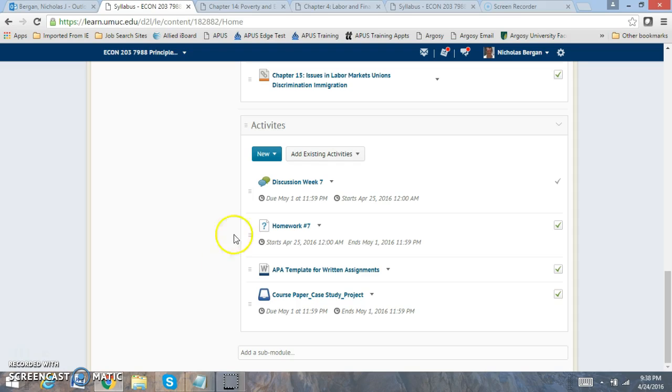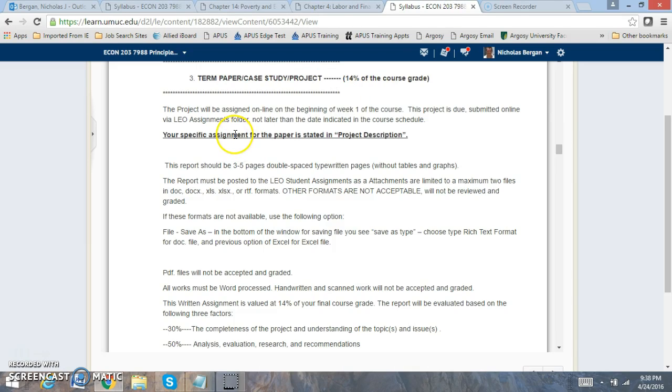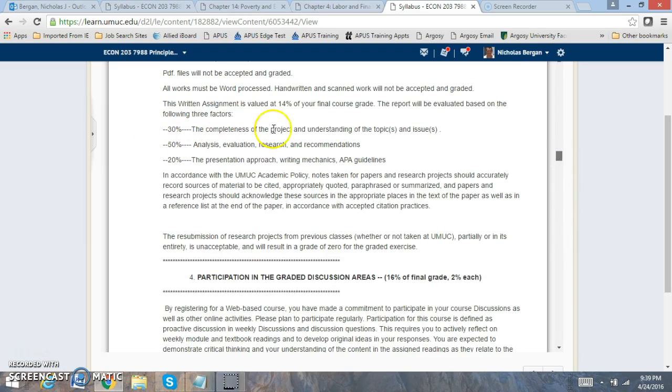Alright, so let's go over the paper first. The paper is going to be 3 to 5 pages. It's going to be on anything assigned on the beginning of week 1 of the course. You're going to be submitting 3 to 5 pages. It's going to be in APA formatting. You need to make sure to save it or use my template. 30% is going to be completeness of the project and understanding of the topics and issues. 50% is analysis, evaluation, and research, and 20% is APA guidelines.